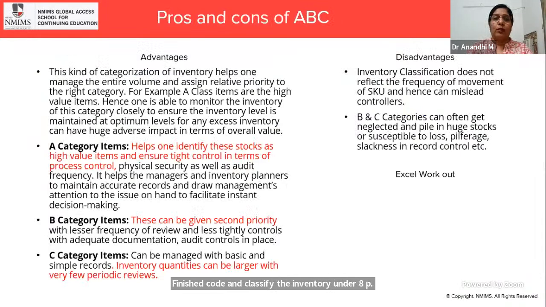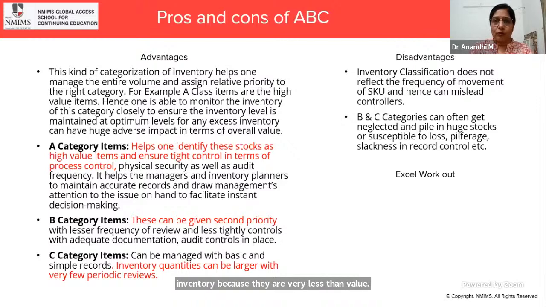Fine. So, okay. So it has, of course, its advantages and disadvantages. Like A category item, it helps one identify the stocks of high value, so that once you understand what is the high value item, engine is a high value item that goes inside a car, what you will do? What you will do after classifying the inventory under A, B, and C? Only thing is, you will ensure strict control over A category item, a moderate one under B category item, and yes, C category items can be bought in larger quantities of inventory because they are very less in value, right?